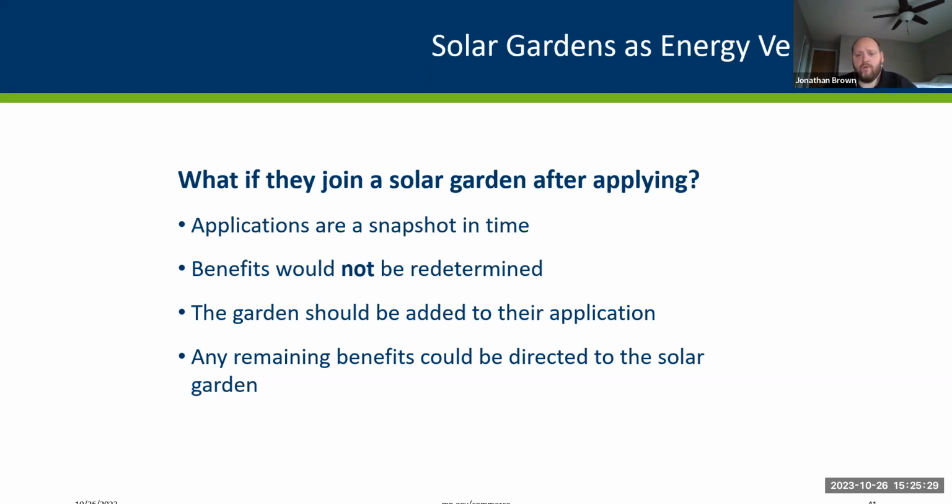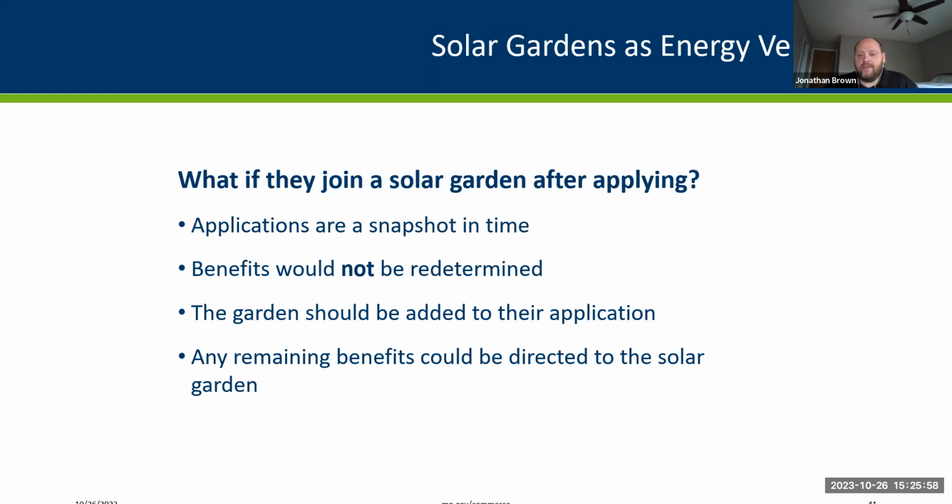And so if they were not participating at that time and we determined the benefit, that's not something we would go back and retroactively add those costs to. I know in the first year we did some of that as we were getting information out about how people didn't know to apply or put it on there, but our standard practice is not to redetermine the benefit. We would add the garden to their application in our system.